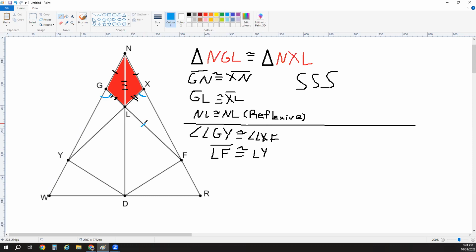It's a new blue one. LF is congruent to LY. All right, well, what does that prove for us? Well, we have an angle, we have a side, and then we have another side. Well, what else do we know?